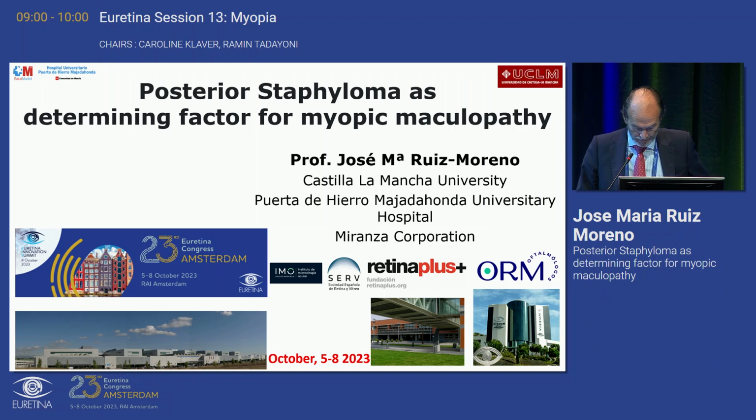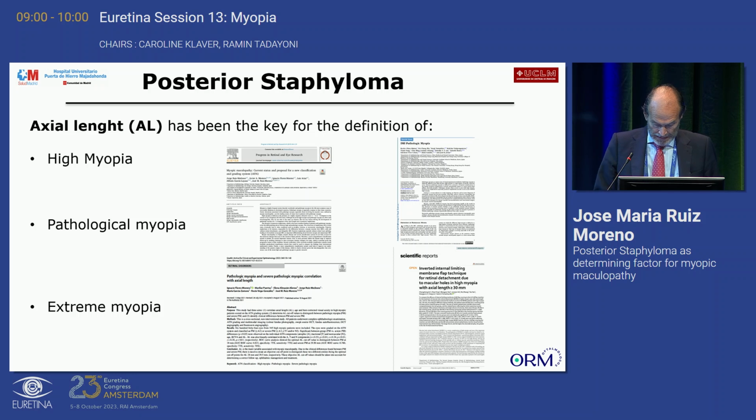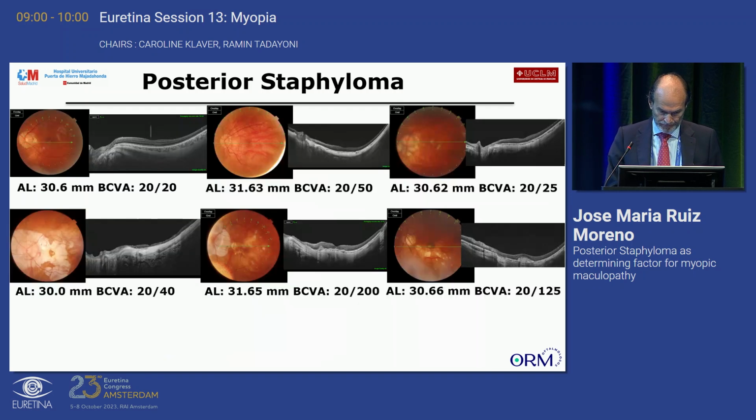I am going to present my talk entitled Posterior Staphyloma, a Determining Factor for Myopic Maculopathy. Axial length has been the most used biomarker in high myopic eyes to determine the definition, as important as the concept of high myopia, while also contributing to the concept and definition of pathologic myopia.